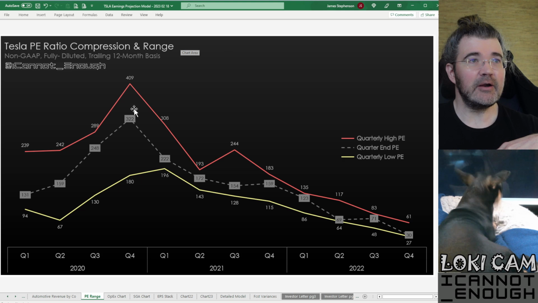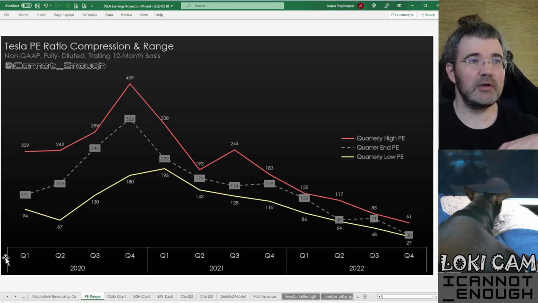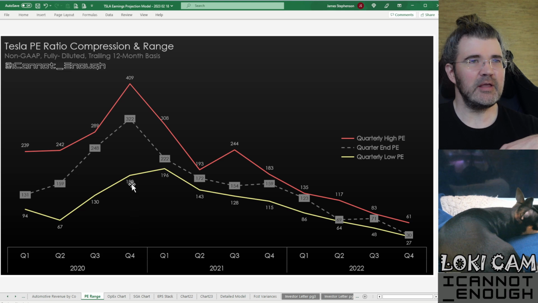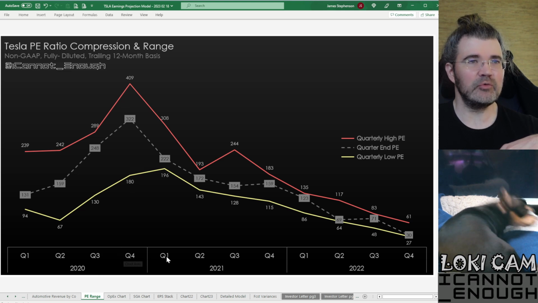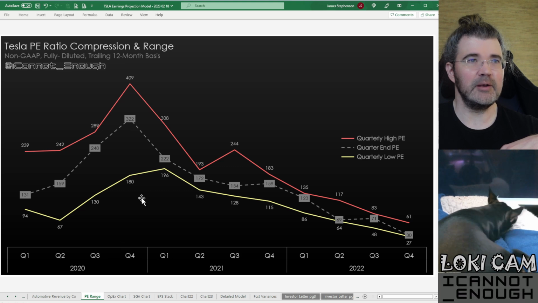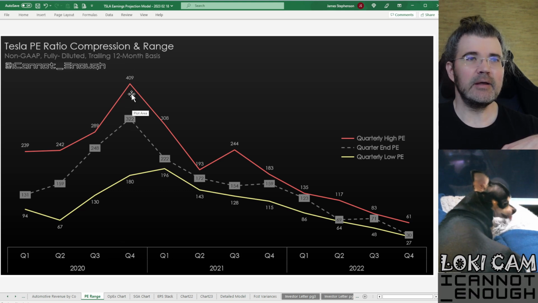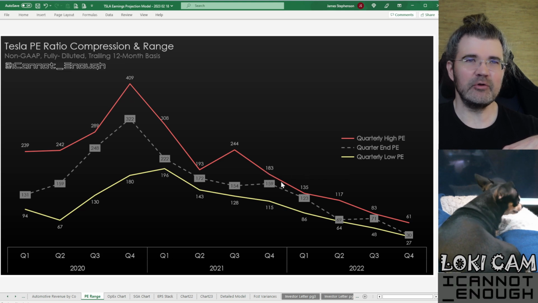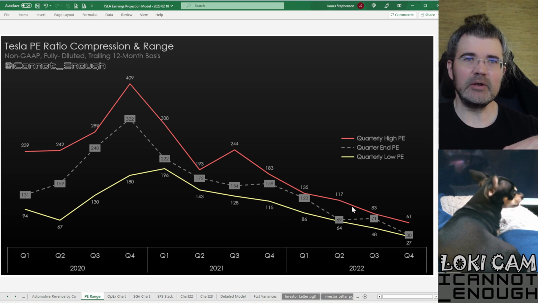What are we looking at here? These are all the PE ratios from every quarter going back to Q1 of 2020, where you can see that the PE ratios kind of peaked back here in Q4 of 2020, or maybe Q1 of 2021. And Tesla's stock price kind of peaked around this area in the hundreds and has been coming down since.